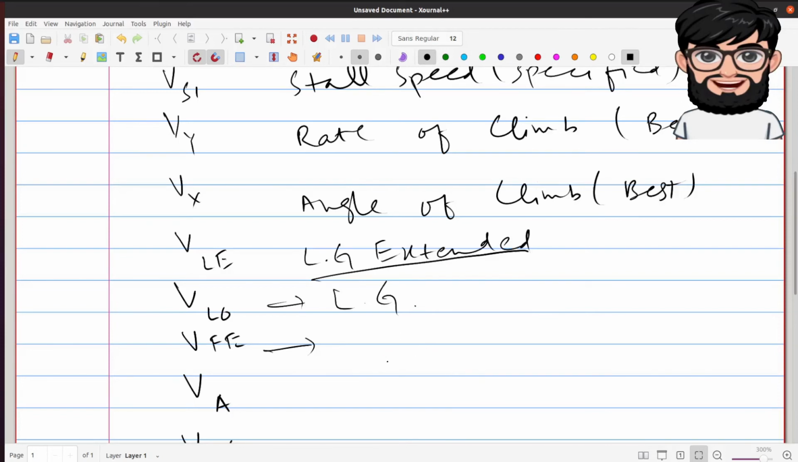So this is the flap extension. VFE is the maximum flap extension speed, the calibrated airspeed permissible with the wing flaps in a specified extended position. Again, with the VFE, they will tell you what VFE they're talking about. Maybe this is 30% of flaps are open and stuff like that.